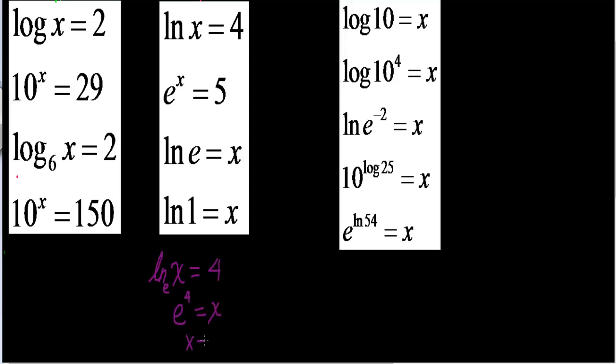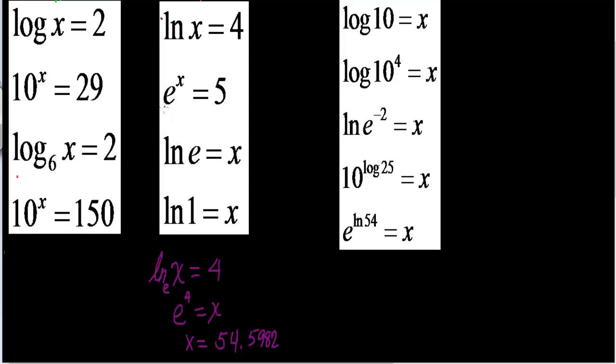So how much is x? Well, again, use your calculator. There's an e button on your calculator. It should be above your natural log button. So you take your e and then you write your exponent, which is 4. And that gives you 54.5982. Okay? That's problem number 1 here.